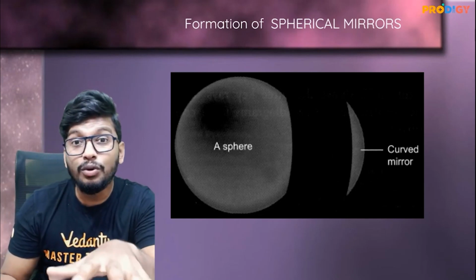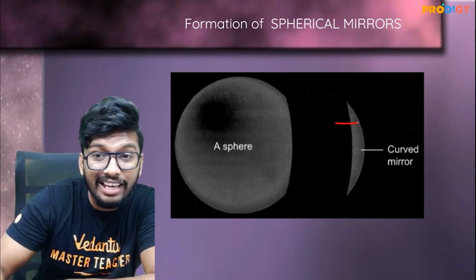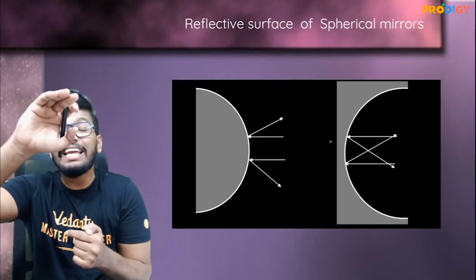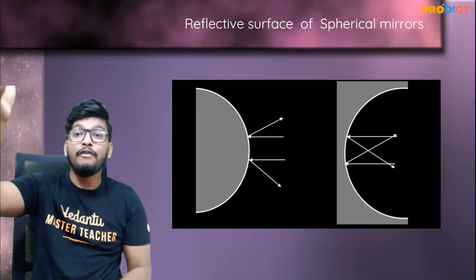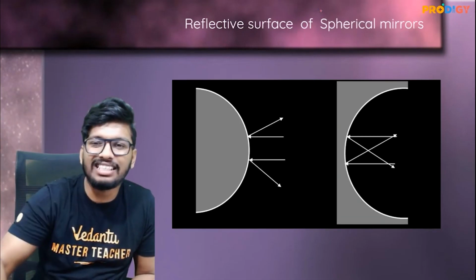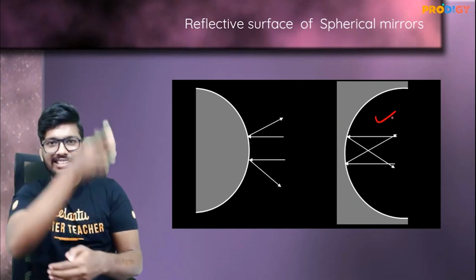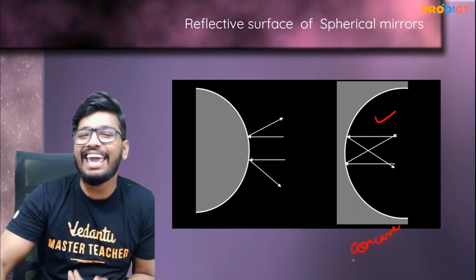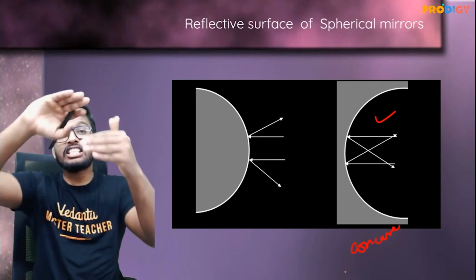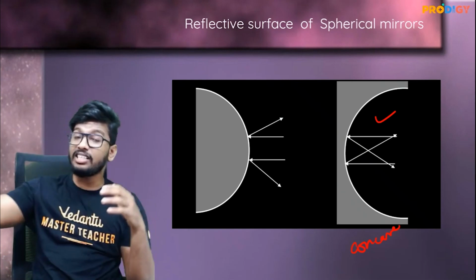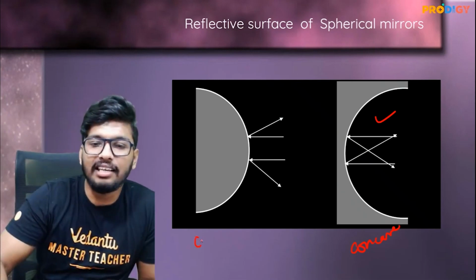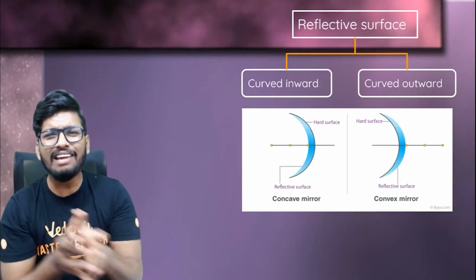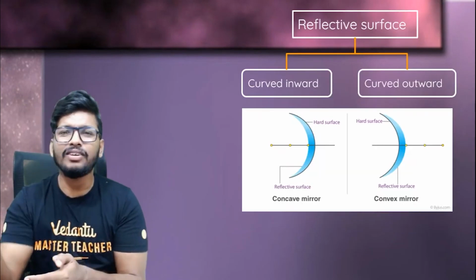Now here also you have two types. You have one which is curved inwards and the other which is curved outwards. The mirror that is curved inwards, where the reflection happens from the inside, like this one, you can see that over here, it's curved inwards and the reflection is happening from the inside. That type of mirror is called your concave mirrors. And the mirror which is curved outwards, where the reflection happens from the outside, that is nothing but your convex mirrors. Simple, that's all it is. Concave, convex. Concave is curved inwards, convex is curved outwards.